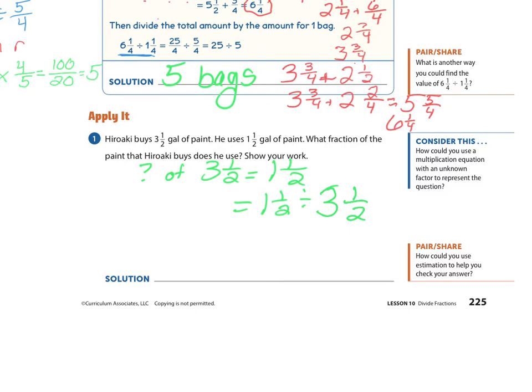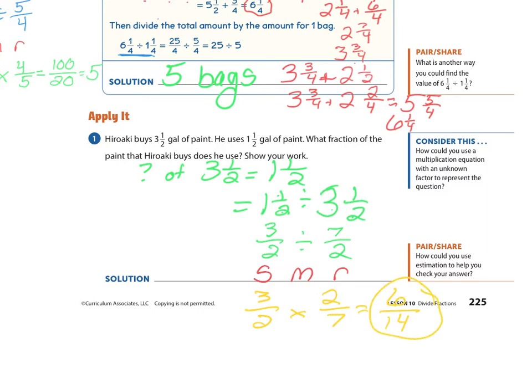Okay, so looking at this, make it improper. 2 times 1 is 2, plus 1 is 3/2. 2 times 3 is 6, plus 1 is 7/2. Okay, now we can look at our SMR. Okay, same, multiply reciprocal. 3/2 times 2/7. Multiply across, we'll get 6/14 as our answer. Okay, we can also simplify that to 3/7. So what fraction of the paint does he use? He uses 3/7.